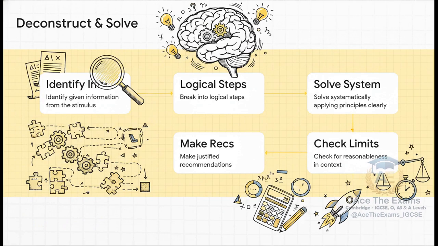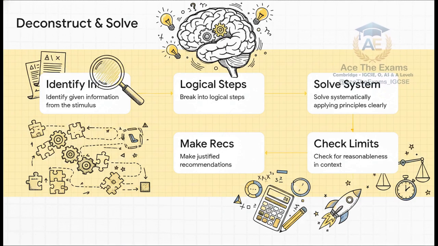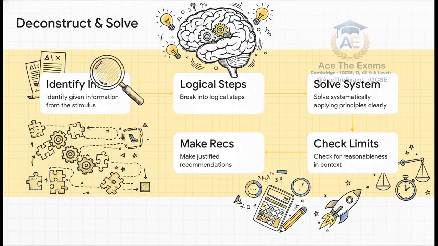Step 2, construct a logical argument based squarely on that evidence. Step 3, analyze the precise linguistic devices the author used. Step 4, check that your interpretation actually aligns with the broader cultural and textual context of the passage. And Step 5, make evaluative conclusions about the author's intent. This sequence flawlessly reconnects the argument string. It is the absolute structural anchor required to reach that A-star tier.